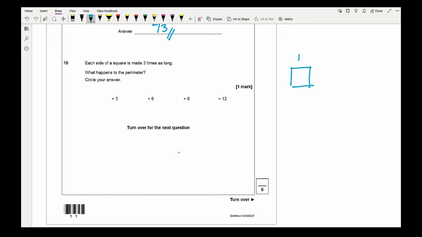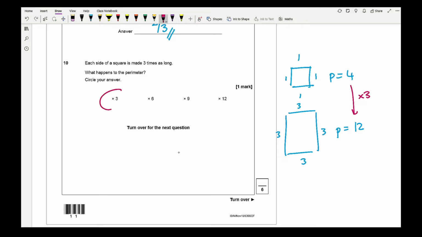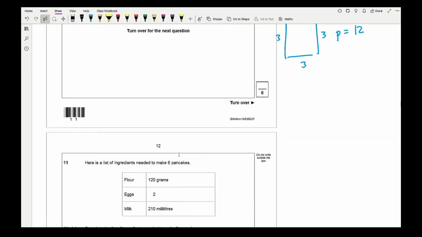So if you imagine you've got a simple square of 1 by 1. Now that's got a perimeter of 4. Now if I make that 3 times as big, that means that each side is going to be 3, and that's going to give me a perimeter of 12. So the question I need to ask myself is, what do I need to multiply 4 by to get 12? Well, that's going to be times by 3, so I circle times 3.